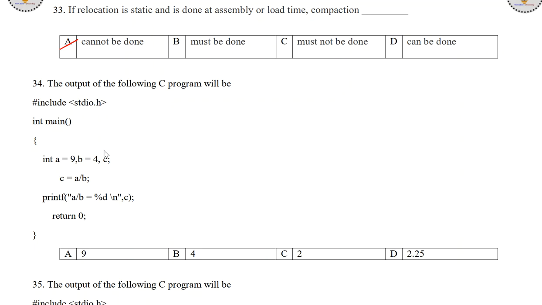Here, include stdio.h, int main, int a is equal to 9, b is equal to 4, and c is given. c is a by b. So printf a by b is equal to percentage d slash n comma c. So the answer is going to be 2. It's not 2.25.